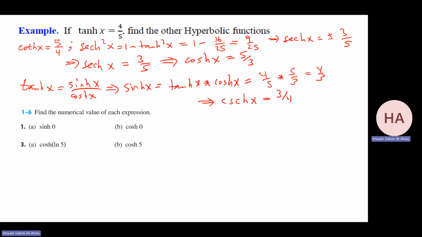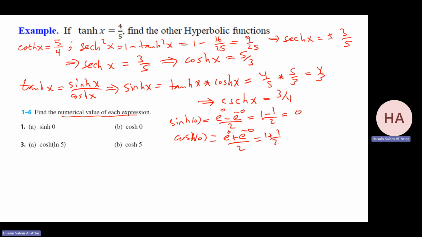Okay. Now, if I want to find the numerical value of some of these functions, sine hyperbolic of 0, that will be e to the power 0 minus e to the power minus 0 over 2. That will be 1 minus 1 over 2, and that is 0. Cosine hyperbolic of 0, that will be e to the power 0 plus e to the power minus 0 over 2. That will be 1 plus 1 over 2, and that is 1.